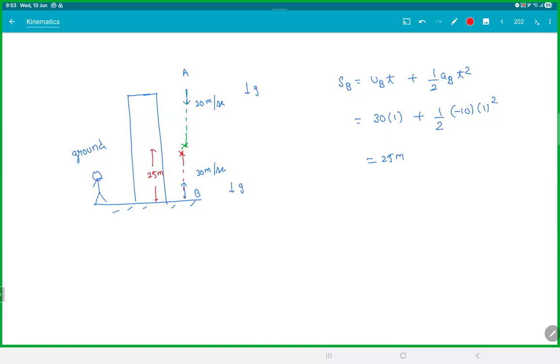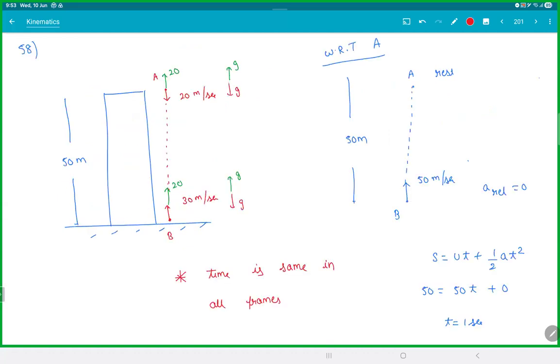Are you clear? So A is falling down, B is going up. This is how it will actually look in the ground frame. If you're standing on the ground, this is what you will see. A is coming down, B is going up, and they'll hit in the middle of the building. This is what A will think. Are you clear with this?